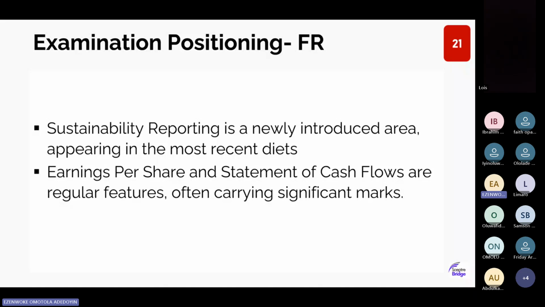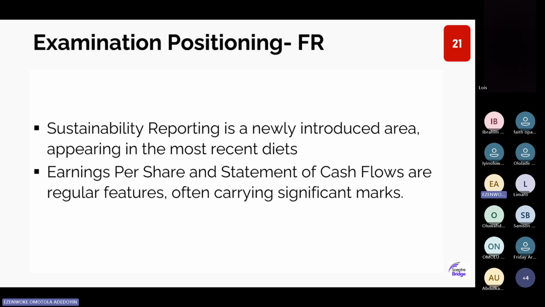And then sustainability reporting, that's where we are now. You're going to see that it's a newly introduced area appearing in the most recent diets. From the last two exams, in the last three diets, I guess, it has been occurring. So it's come to stay. Don't even wish it away. And then we have earnings per share and statement of cash flows. They are regular now, and they also carry significant marks. Whenever they throw up, just expect something substantial to come out.